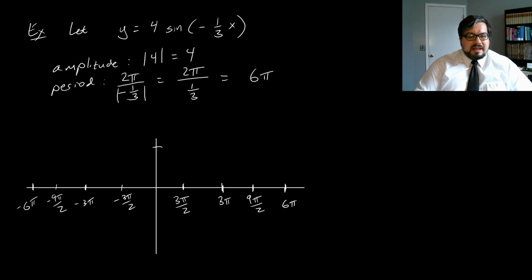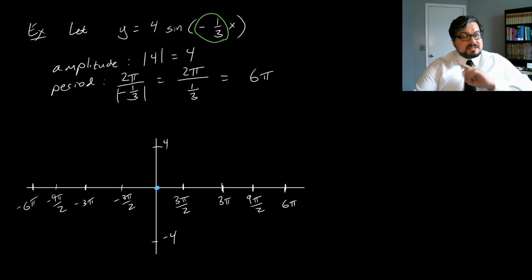We know that we've got an amplitude of 4, so it's going to go up to 4 and down to -4 here. And now when we start sketching things out, we're going to start at 0 again, but here's where we have to be careful. Because b is negative, we do have to take this into account. If we just forget the negative, we'll have done something wrong.